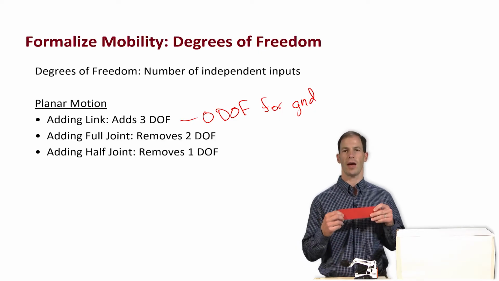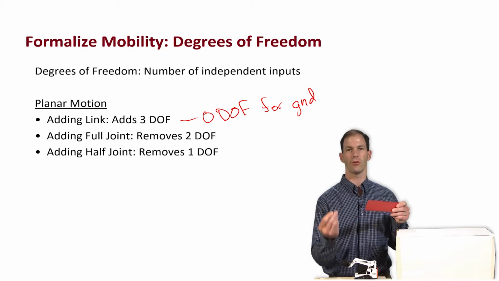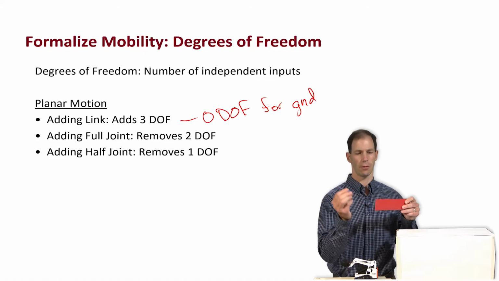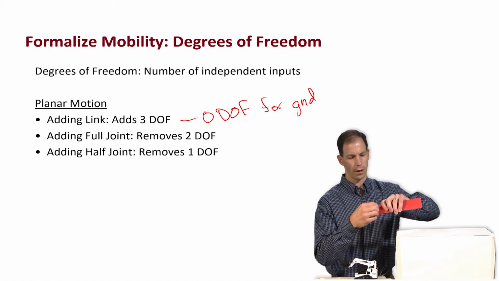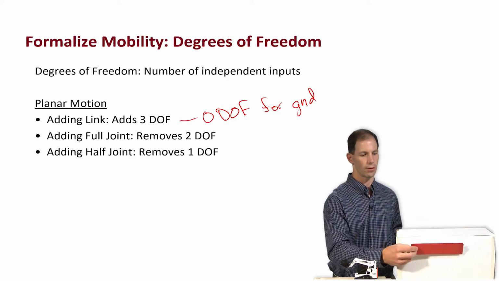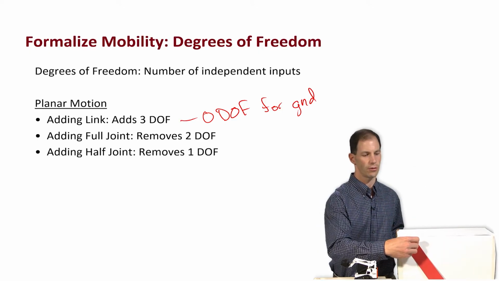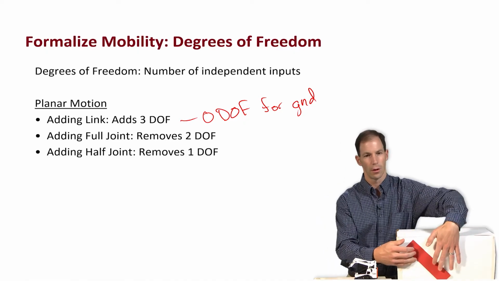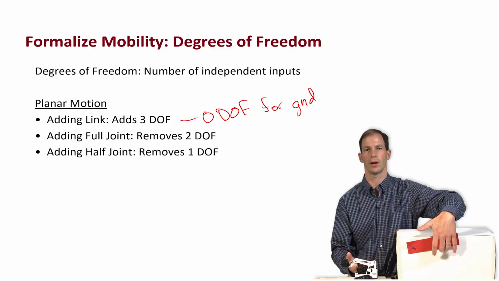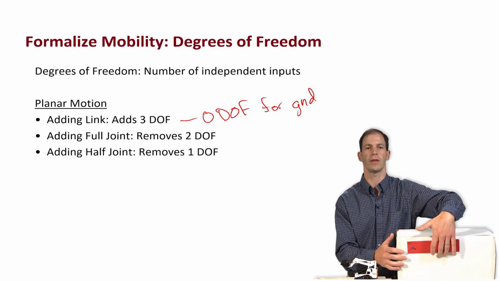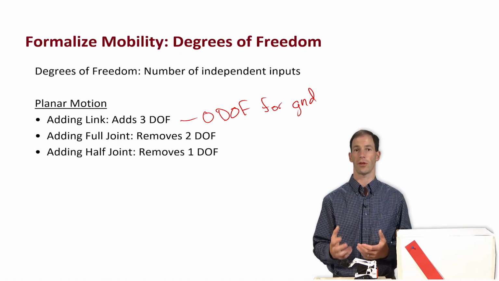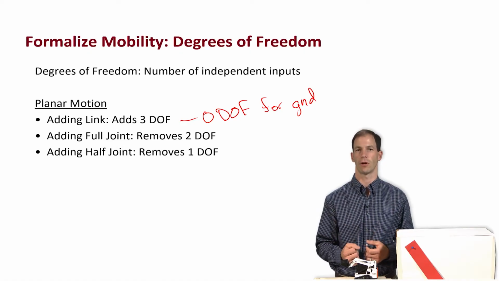Now, anytime I add a full joint, and what I mean by a full joint in a planar world would be something like a pin joint. So I have a pin right here. I'm going to place it through my link. I added this link, it added 3 degrees of freedom. I'm now adding this full joint. This full joint is going to remove 2 degrees of freedom. So now I have just a single degree of freedom left. I added 3, I took away 2. Now we also have the option of adding half joints in some cases. Half joints would be the roll slide pairs, and those only remove 1 degree of freedom.